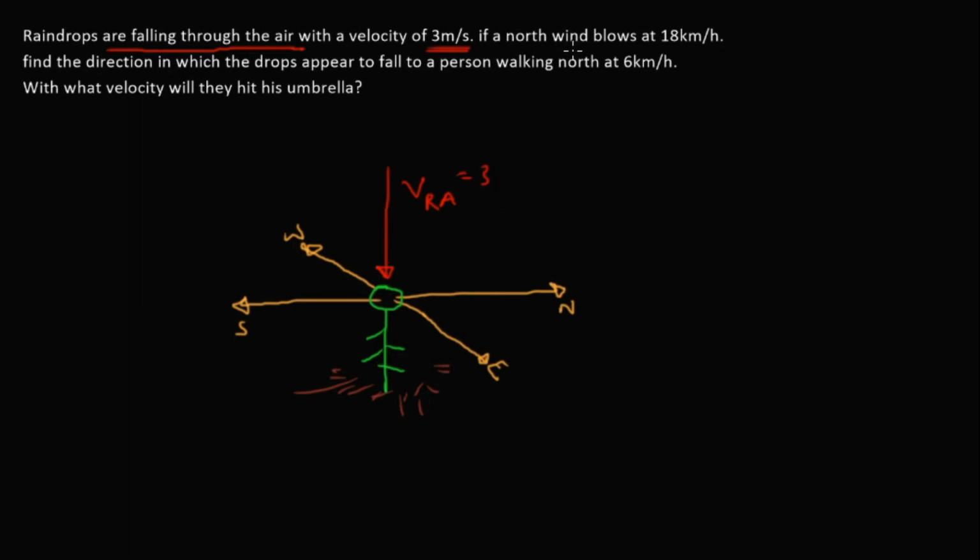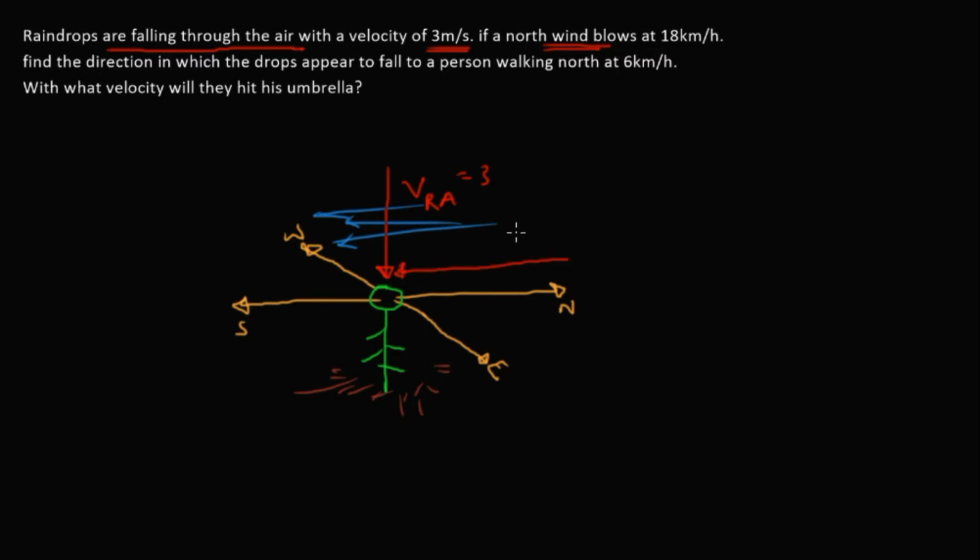Now there is a north wind, the wind or the air that is affecting the rain. A north wind is a wind that comes from the north to the south. So the north wind is like this, going in this direction. That's the north wind affecting the rain. That means we'll have the north wind going in this direction. Let's represent the wind with this.